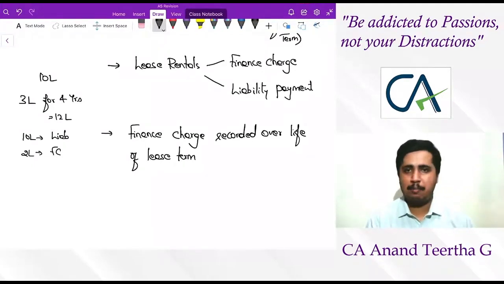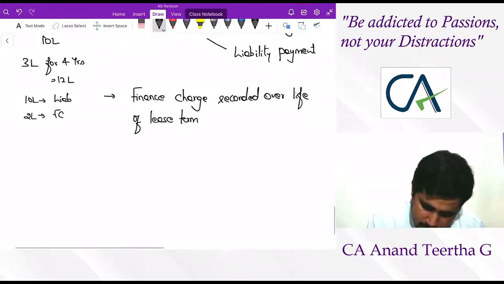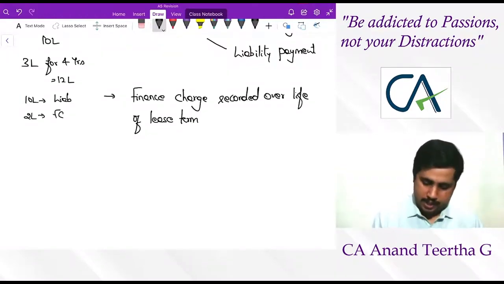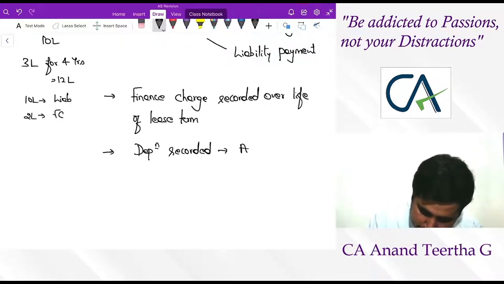It will be payment of liability. Now if you could remember, AS16, there is one point. What are borrowing costs? One, finance charges under finance lease. So that is the thing which you discussed right now. So that is coming under borrowing cost. If the asset is a qualifying asset, then borrowing cost is incurred, etc. Next, finance charge is recorded over the life of the lease term. Four, depreciation is recorded in lessee books, and this will be recorded according to AS10 principles.